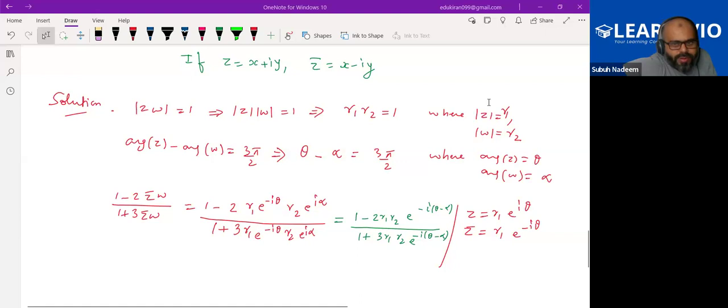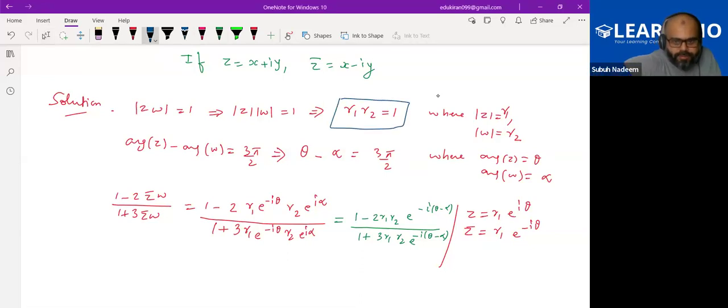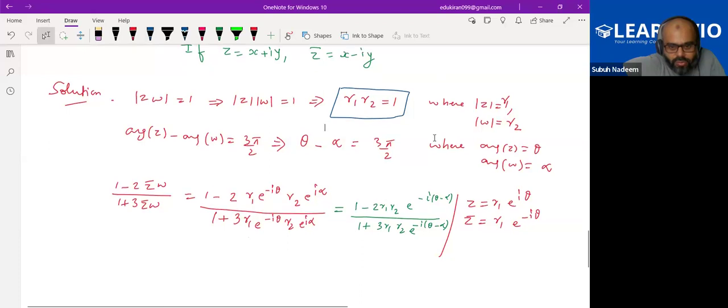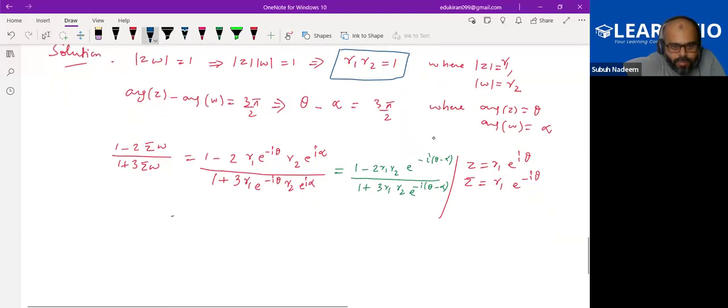Okay, so I hope you have written it till here. Now R1 R2 is equal to 1. That we already saw here, that R1 into R2 is equal to 1. So we can say that R1 R2 here also is 1, here also is 1. This will become (1 minus 2 e to the power minus I (theta minus alpha)) by (1 plus 3 e to the power minus I (theta minus alpha)). Now what is theta minus alpha?